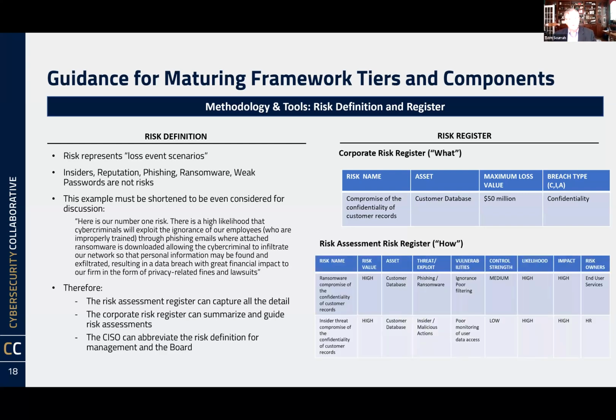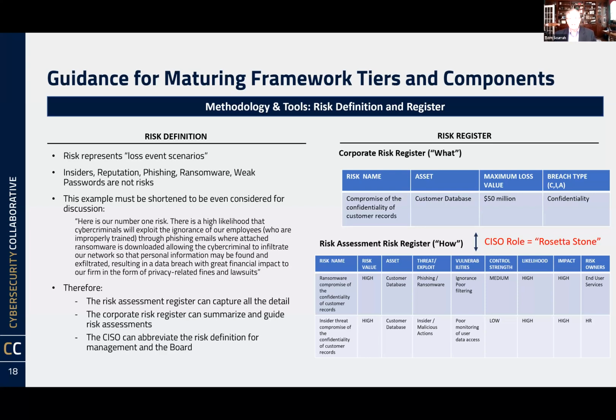And then the risk register, the how. You might say, there are many ways to compromise the confidentiality of customer records. There's ransomware, which is one means, through phishing, or there's the insider threat. The CISO's role is really as the Rosetta Stone. Sorry for that, but I think, as Rich said, it really is true. It's an effort of the CISO to allow the risk assessments to occur at the detail level, but bring the discussion up to the board.